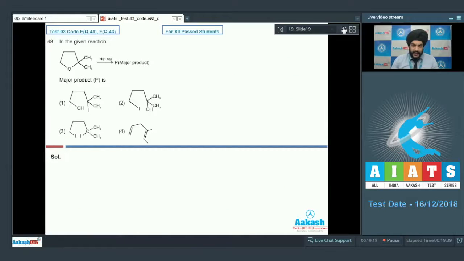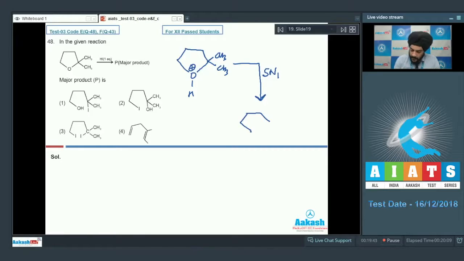Question number 48. In the given reaction, we have a cyclic ether which is allowed to react with HI. So in the first step, the H plus will protonate the lone pairs over oxygen. Now in this structure, students, we have the possibility of formation of a tertiary carbocation, and we know that the tertiary carbocation is formed. So the reaction will proceed via SN1, as the tertiary carbocation is very stable.